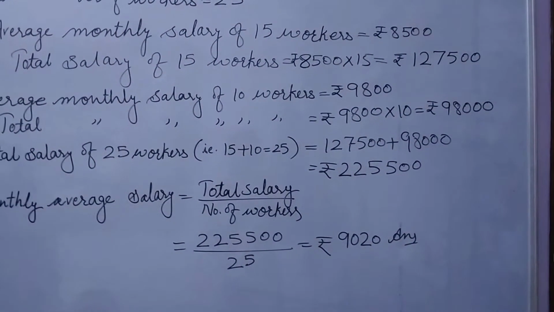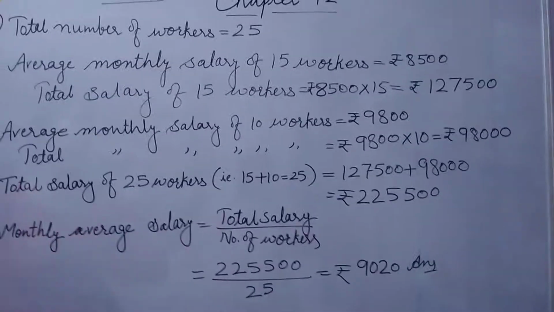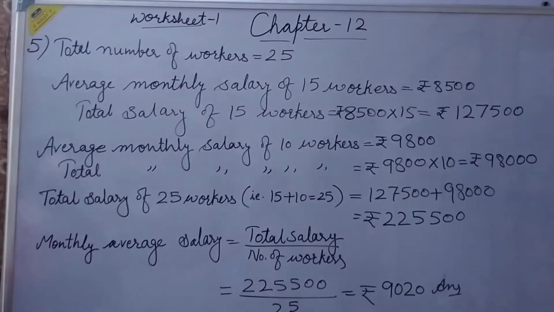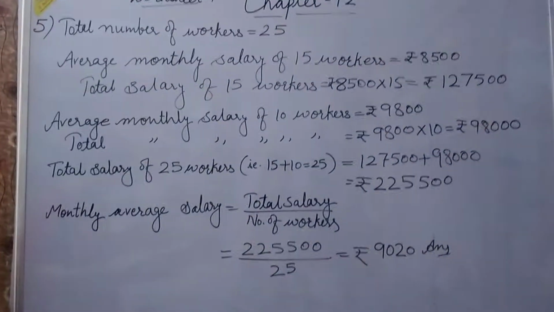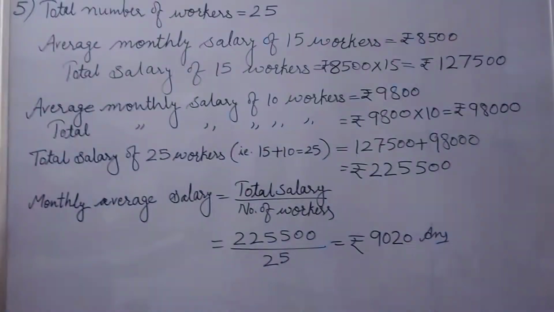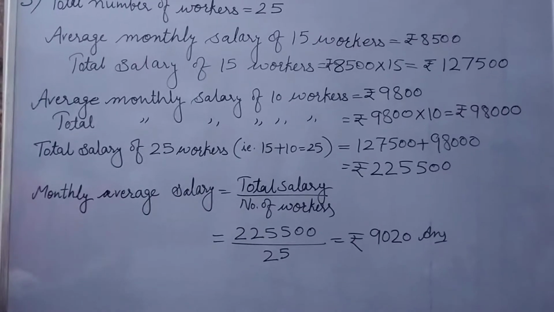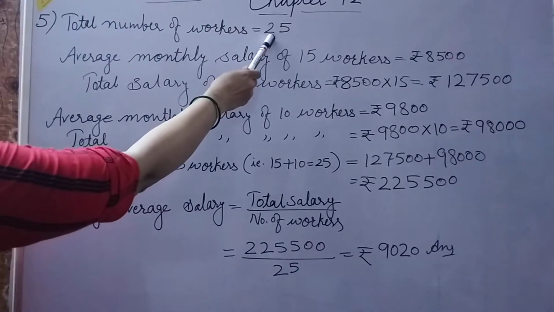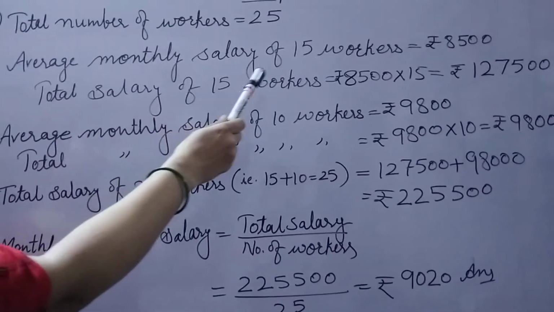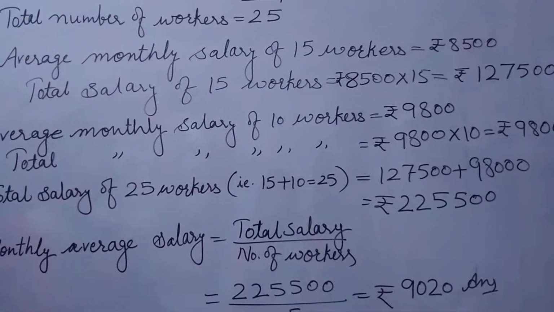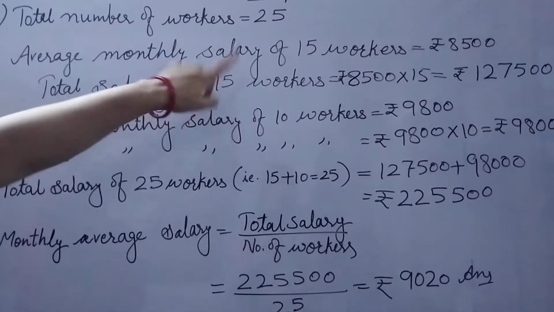In a factory, total number of workers are 25. Means total number of workers is equal to 25. We will write it like this. Next, out of them, the average monthly salary of 15 workers is rupees 8,500. It is given that out of these 25 workers, the average monthly salary of 15 workers is rupees 8,500. Okay, we can find the total salary of 15 workers here.